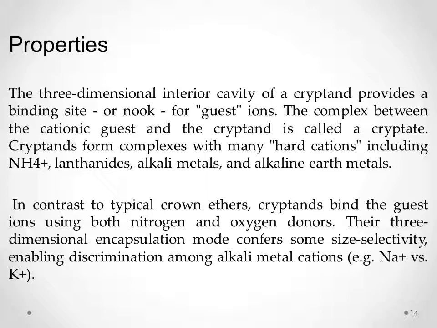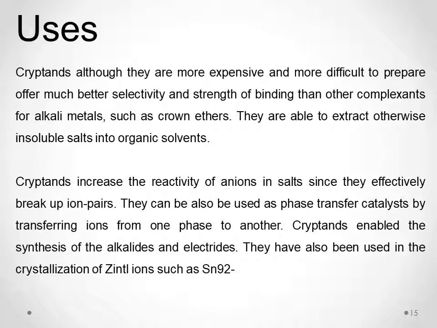Cryptanes form complexes with many hard cations including NH4, lanthanides, alkali metals, and alkaline earth metals. In contrast to typical crown ethers, cryptanes bind the guest ion using both nitrogen and oxygen donors. Their three-dimensional mode confers some site selectivity, enabling discrimination among alkali metals like sodium versus potassium. The uses of cryptanes: although they are more expensive and more difficult to prepare, they offer much better selectivity and strength of binding than other complexes.